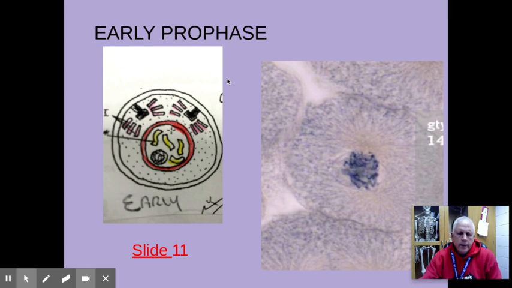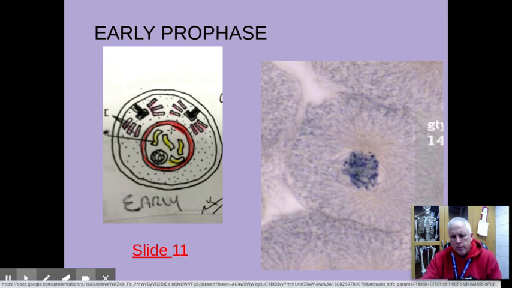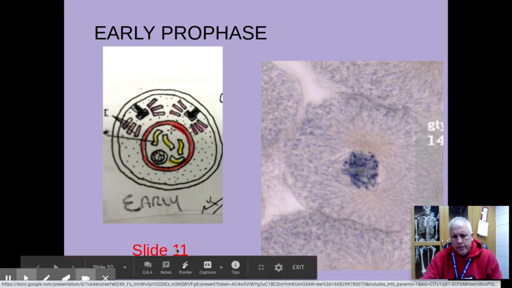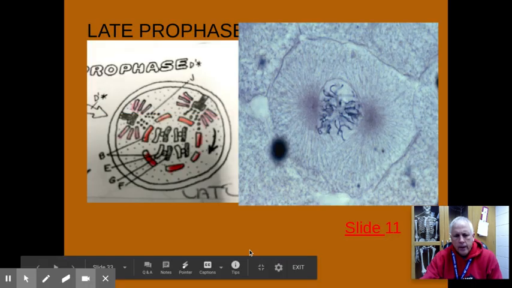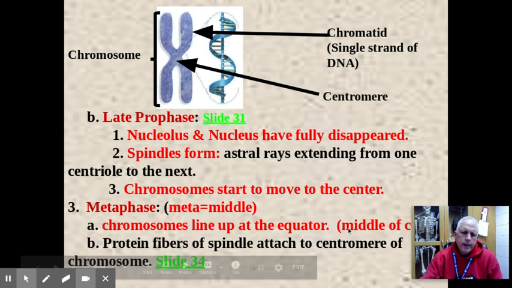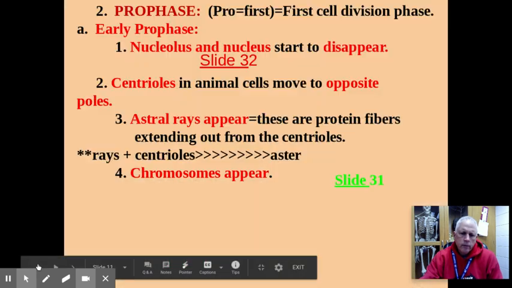Here's a diagram. You see the nucleus, and the nucleolus may still be there in early prophase. These centrioles are starting to move. There are those little astral rays, and the whole thing's called an aster. And you see these little gummy worm things show up. Those are chromosomes, and that's the biggest sign that you're in early prophase, as these chromosomes appear for the first time.